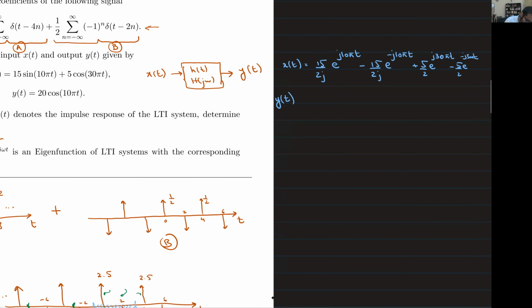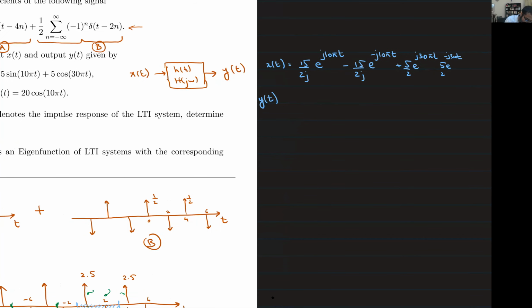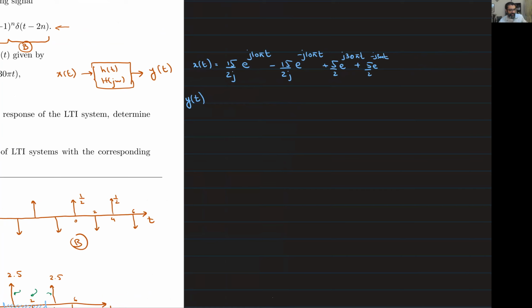Yes, thank you. Right, so let me use some more space here. So what would y of t be? I mean, forget about what y of t is, or what desired y of t is. I mean, let's just say if this x of t is input to an LTI system, can I quickly determine what the output is if I knew what h of j omega was? And I use the fact that these exponentials are eigenfunctions.